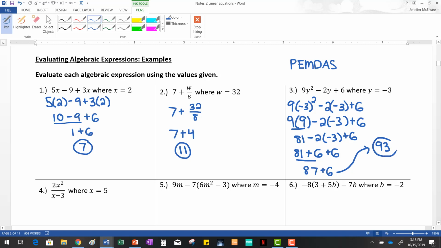Notice I did not add an equal sign into any of my expressions here. What you want to get into the habit of is if your original problem starts as an expression, it needs to end as an expression. So I'm not going to write anything other than the symbols that are here.